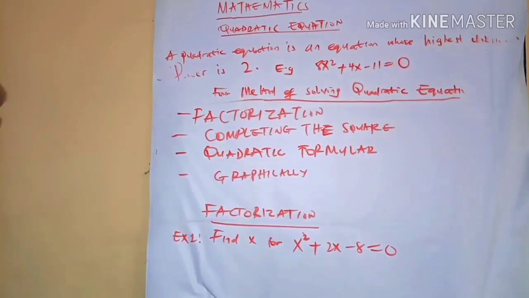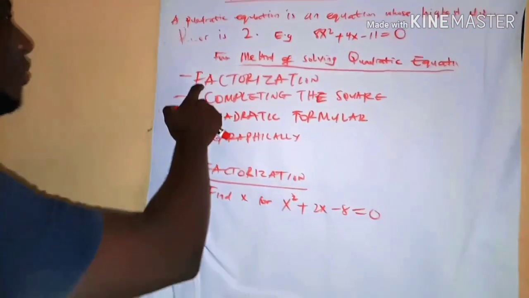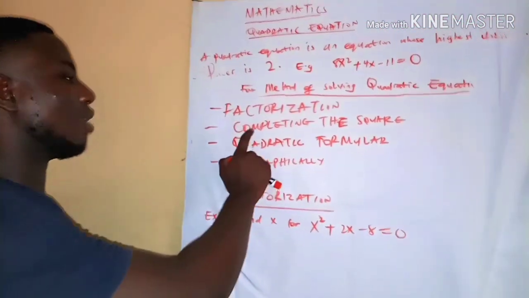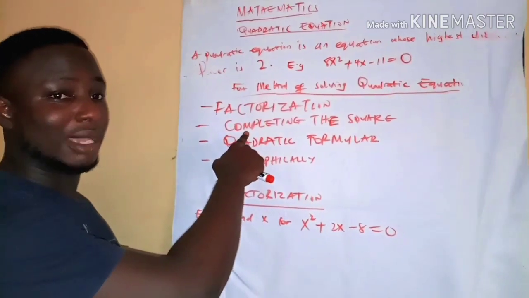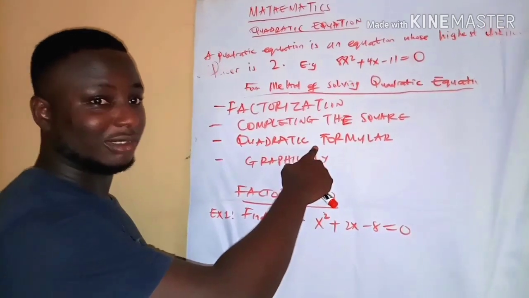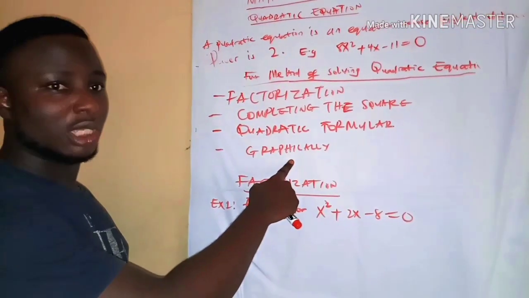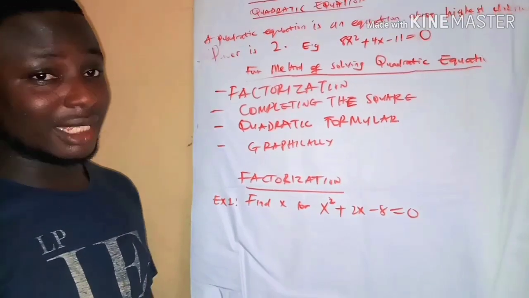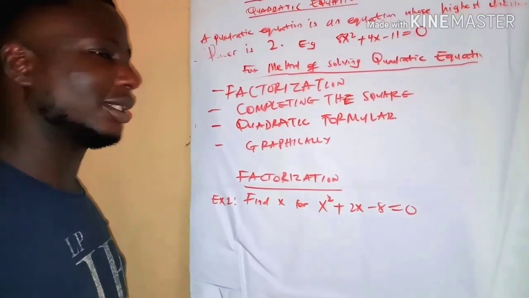So there are 4 methods of solving quadratic equations. We have the factorization method, which requires us to factorize. We have the complete square method, where we get our answers by completing the square. We have the quadratic formula, which we are going to derive and use to solve the equation, and we have the graphical method. So this afternoon, I'll be taking you on the first method, which is the factorization method. So join me.